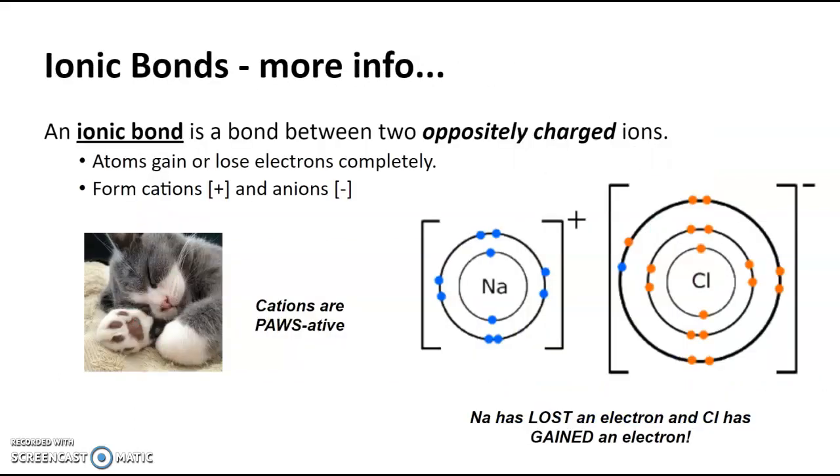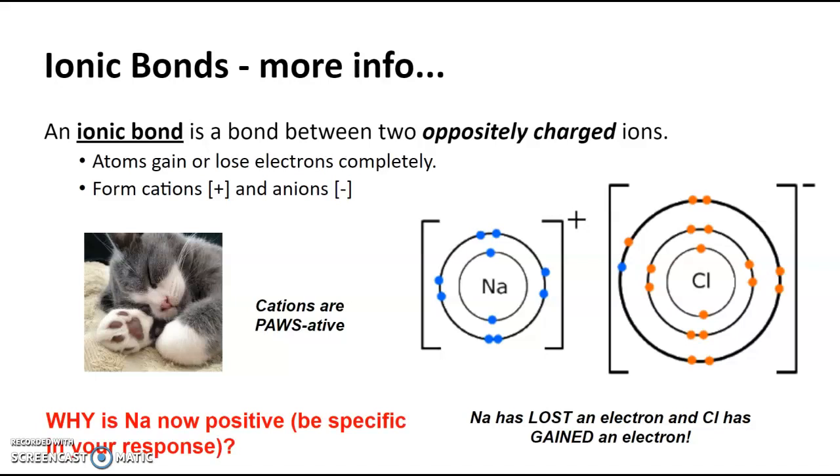A little bit more information about ionic bonds. Atoms are gaining or losing things completely, and because of this, they have a positive and a negative charge, and they can be attracted to each other. In an ionic bond, the atoms involved are switching electrons and trading electrons between each other. So you'll always end up with one positive and one negative atom.